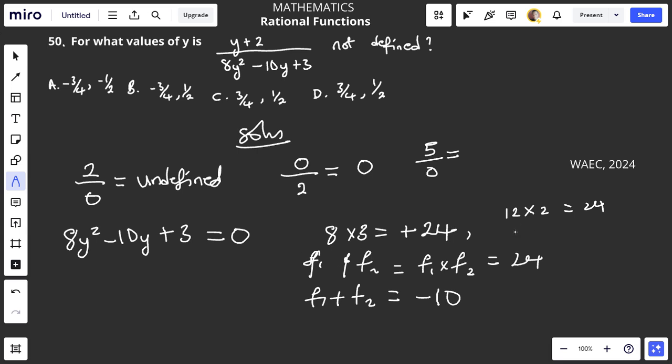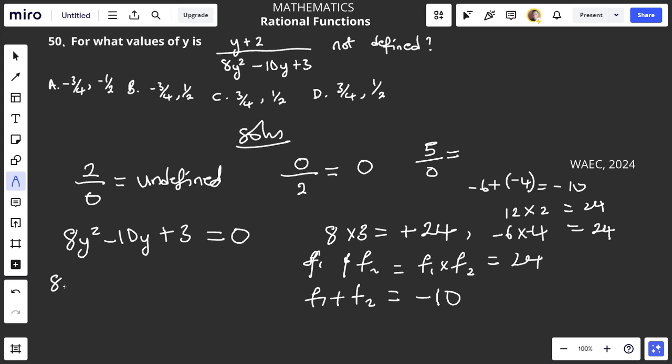To save our time, if you split this 12 further, that will be 6 times 2, then you join, that will be 6 times 4. So 6 times 4 still gives us 24, but 6 plus 4 gives us plus 10. We are looking for minus 10. However, if I make it minus 6 and minus 4, minus 6 times minus 4 still gives us plus 24, but minus 6 plus minus 4 gives us minus 10. So the factors we are looking for are minus 6 and minus 4.